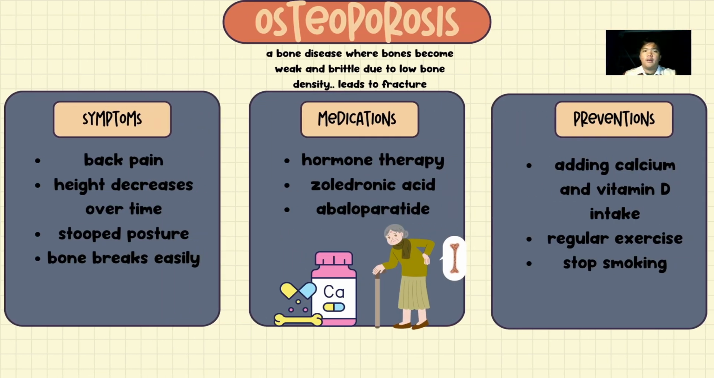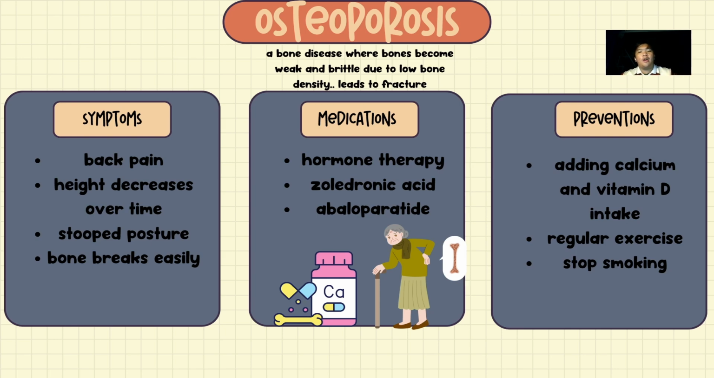A health problem related to our bones is osteoporosis, a bone disease where bones become weak and brittle due to low bone density. Because of the low bone density, it leads to fractures, and it basically occurs in elderly people and also in women who have stopped menstruating. Symptoms of osteoporosis are back pain, height decreasing over time, and stooped posture, where our straight posture slowly bends to one side, and the bones will break easily.